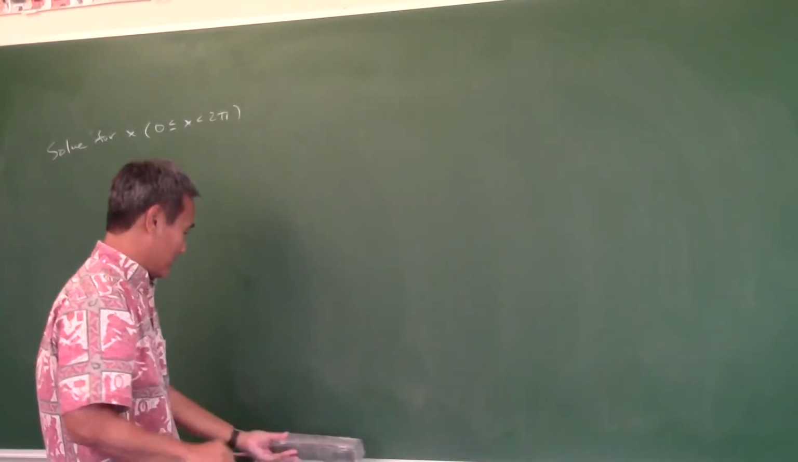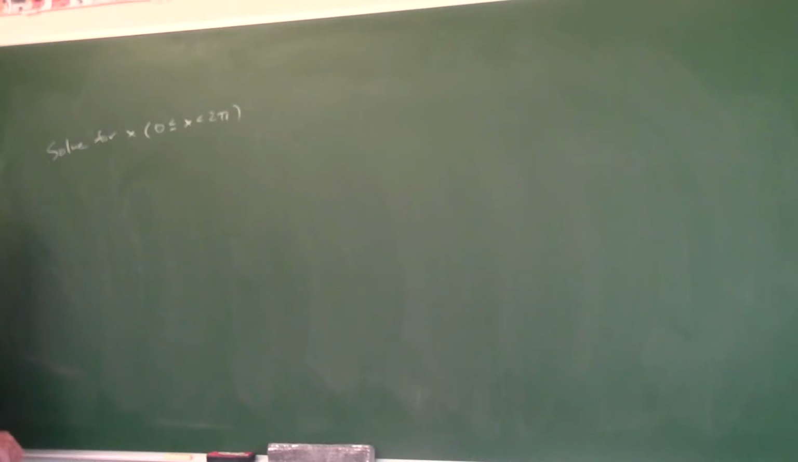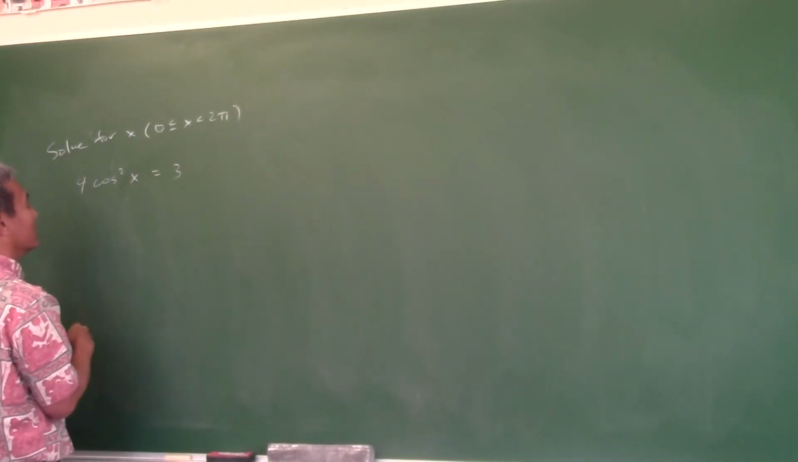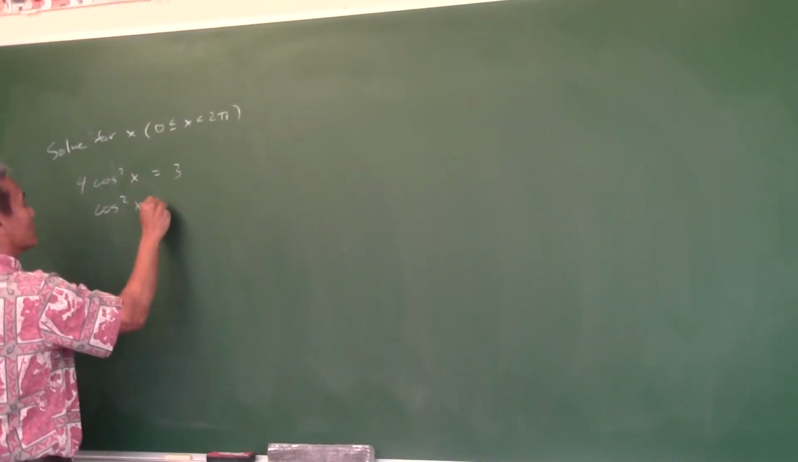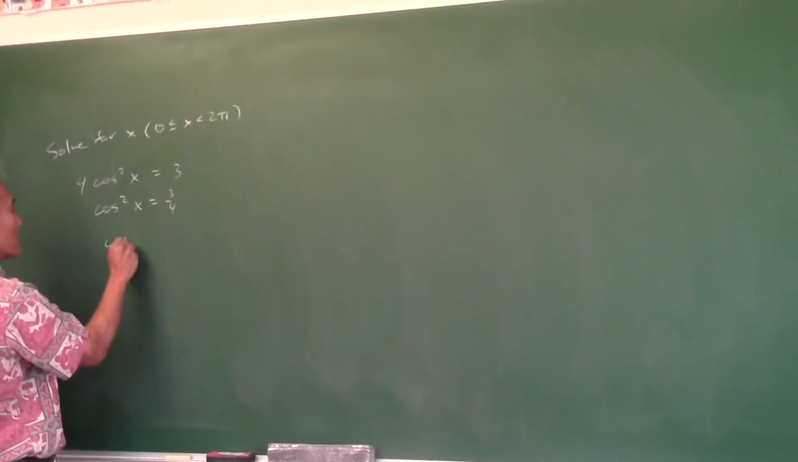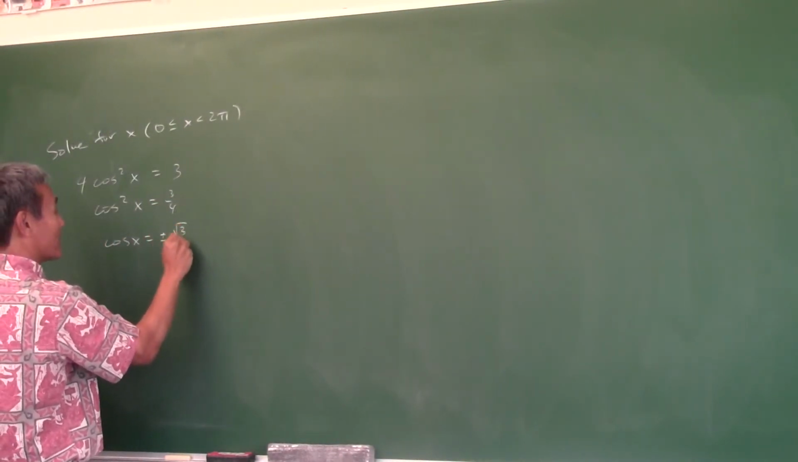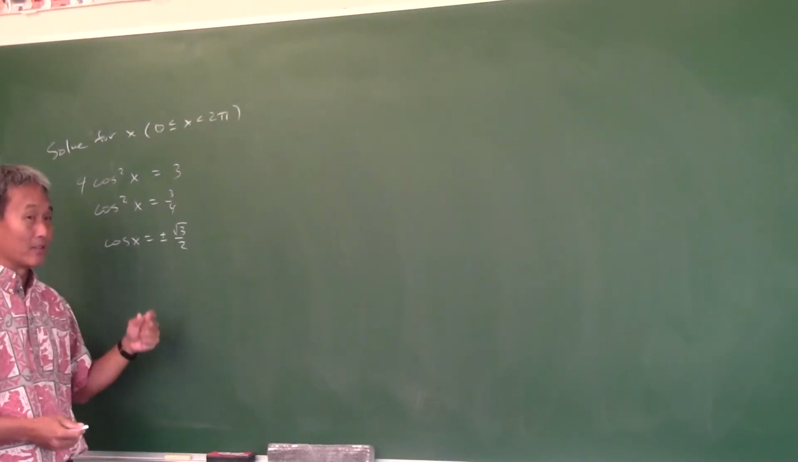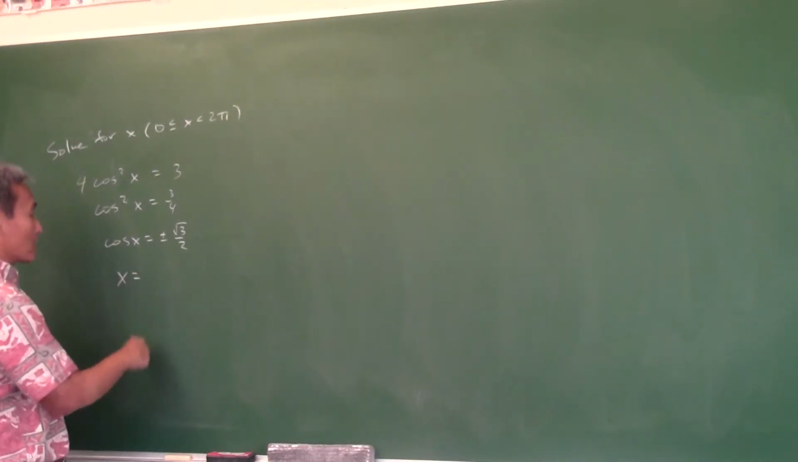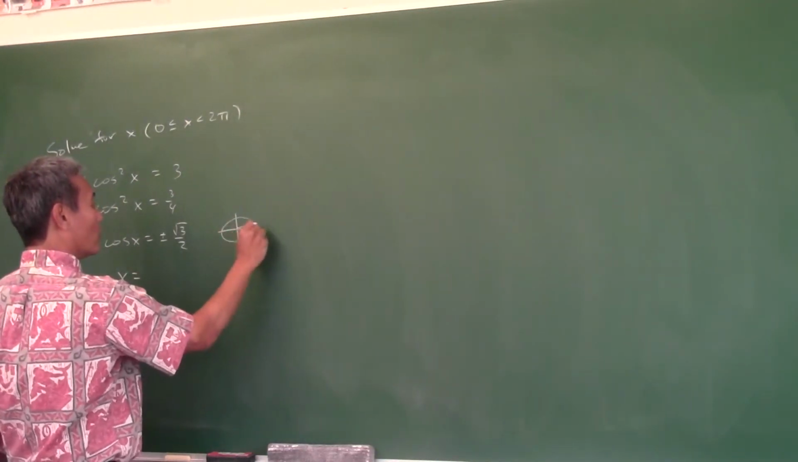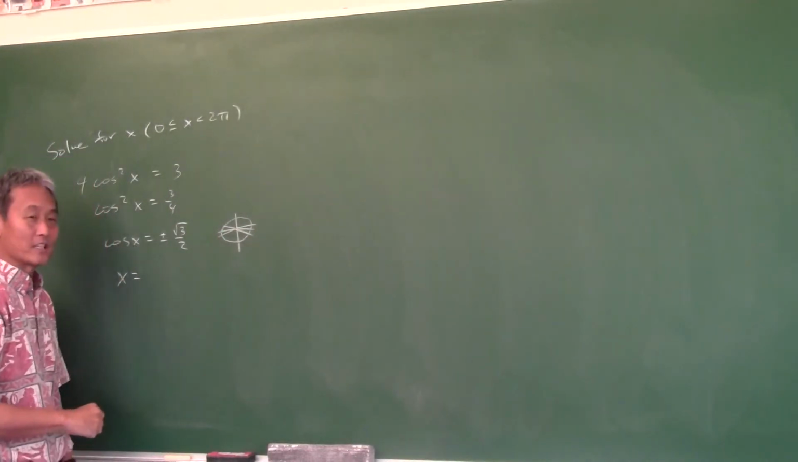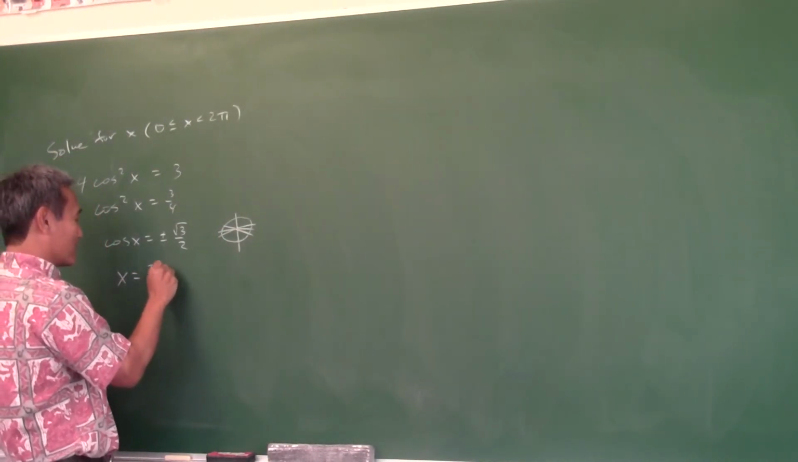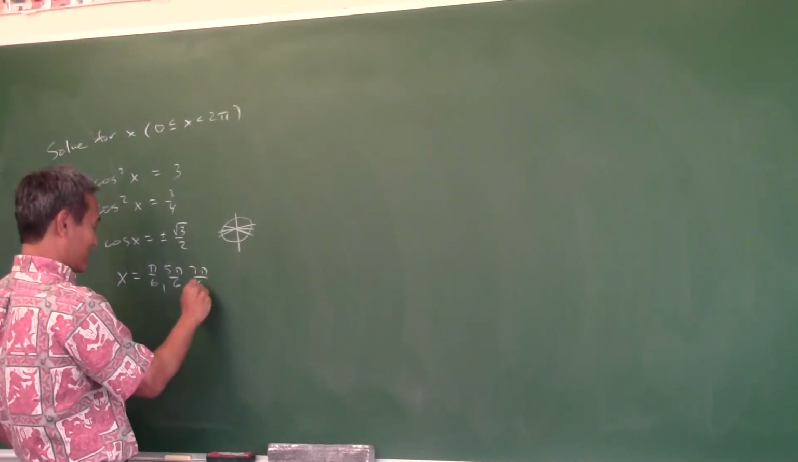Okay? So let's start off easy. 4 cosine squared x equals 3. So cosine squared x equals 3/4. Square root both sides. Cosine x equals plus or minus. Don't forget the plus or minus. Root 3/2. And notice that since you don't have a calculator, it's got to be values you know. So where on the unit circle is cosine plus or minus root 3/2? That's the pi/6 family. So pi/6, 5 pi/6, 7 pi/6, and 11 pi/6.